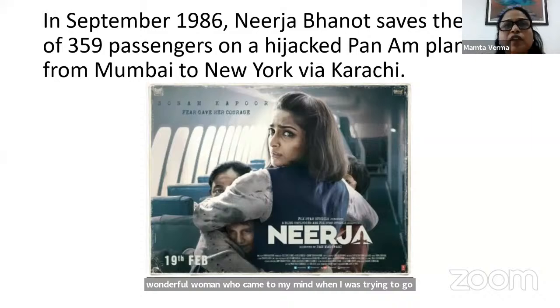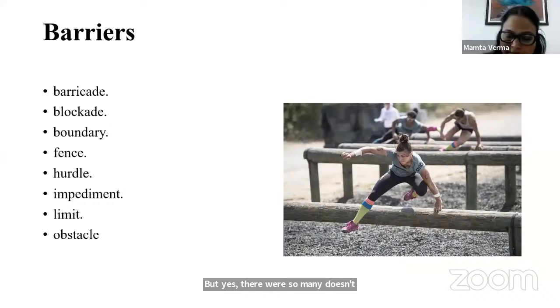And of course, we had many Ushas and Neerjas when the pandemic hit our country. Though they are not famous and not reported in the media, yes, there were so many nursing leaders who were extremely talented and very powerful leaders in order to combat the COVID pandemic. So this is all about leadership.